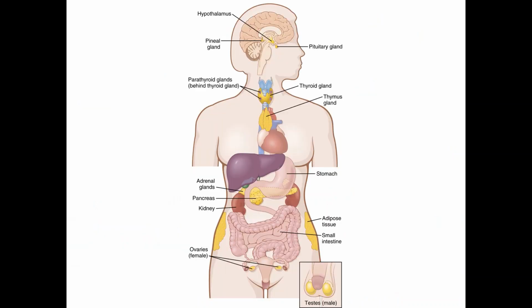So again, this is a figure from Guyton and Hall showing the different endocrine organs of the body. And can you guess which of these organs have the following functions? Which organ is able to regulate sodium and water balance and control of blood volume and pressure? What do you think?